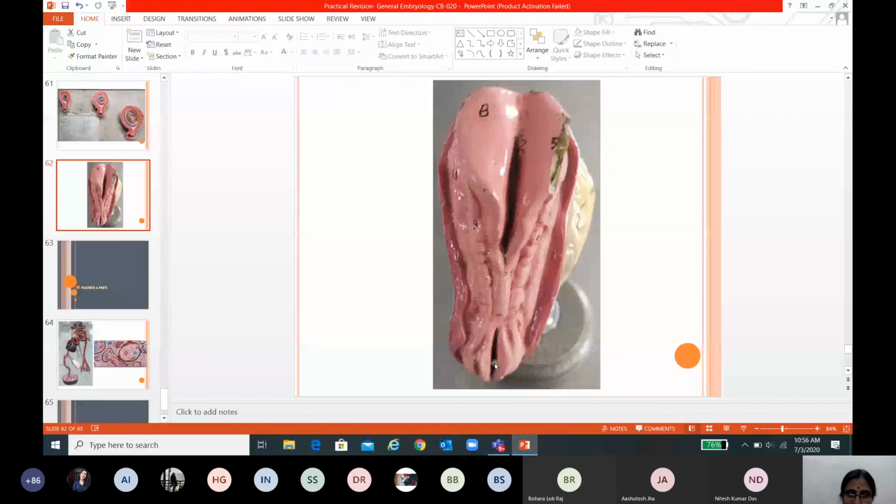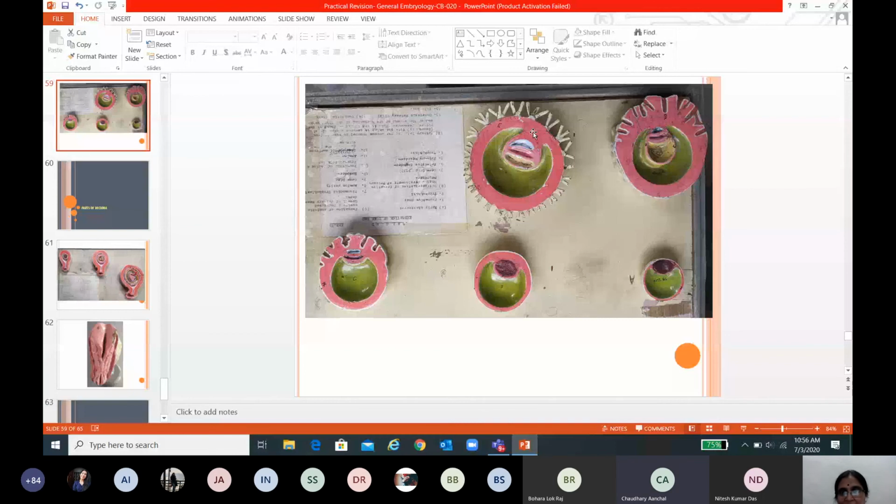What is the name of the anomaly when there is failure of the closure of the caudal neuropore followed by failure of the fusion of the neural tube? Spina bifida. Yes, spina bifida. Okay, then Achal, I'll ask you another question. Can you identify number 14? Mention its fate.